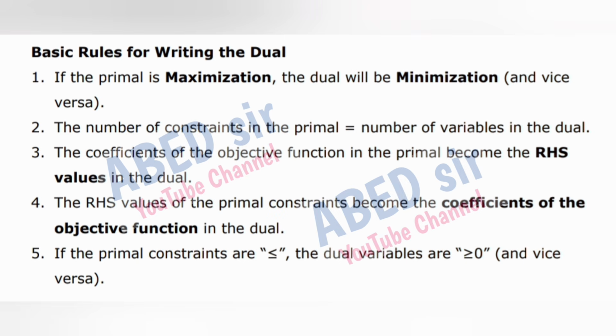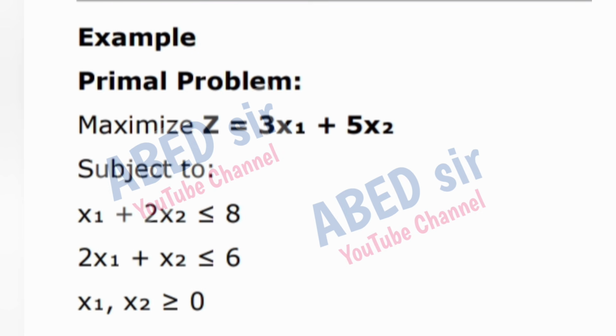Basic rules for writing the dual. 1. If the primal is maximization, the dual will be minimization and vice versa. 2. The number of constraints in the primal is equal to the number of variables in the dual. 3. The coefficients of the objective function in the primal become the RHS values in the dual. 4. The RHS values of the primal constraints become the coefficients of the objective function in the dual. 5. If the primal constraints are less than or equal to, the dual variables are greater than or equal to 0, and vice versa.